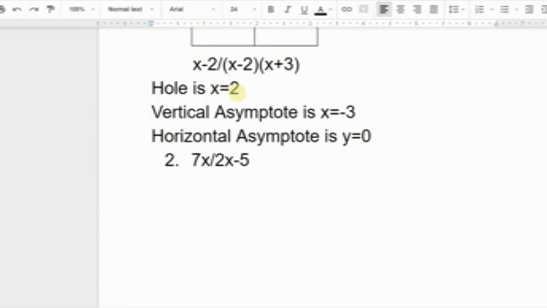Now for number 2, I will factor the denominator, which is simple. You just take out the 2. So you should get 7x divided by 2 times x minus 2.5. Now since there is no common factor, there is no hole.